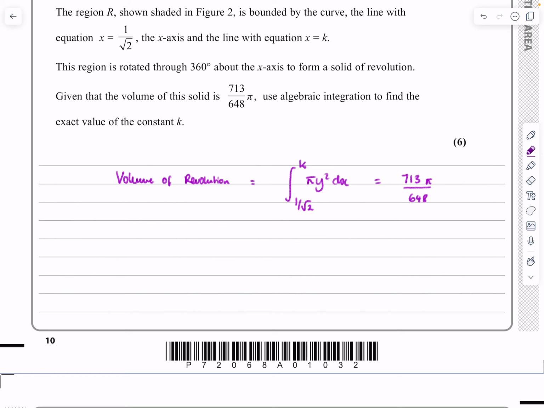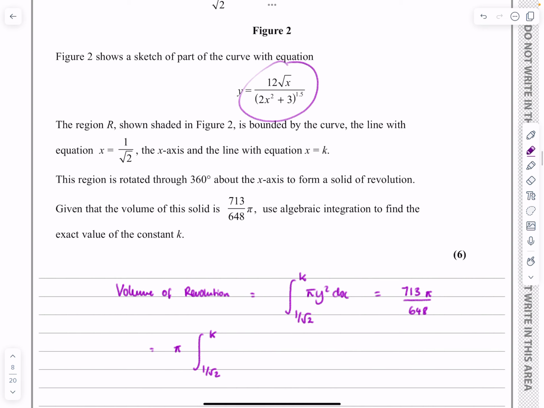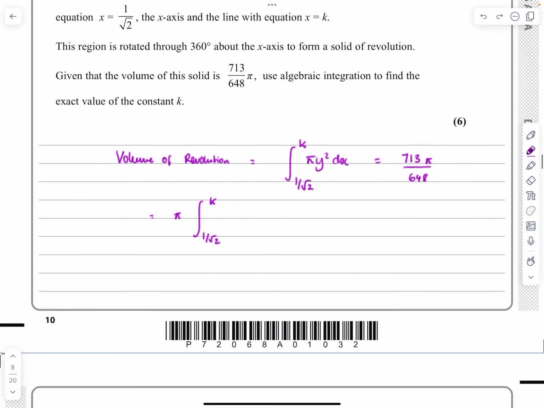So if I was doing this, I would say equals, I take pi out, in a minute I'm going to cancel the pi's, k to 1 over root 2, y squared then is this thing squared. So let's not go too quickly. That's 12 root x all over 2x squared plus 3 to the 1.5. Well, I'm going to call that 3 over 2. So it's that squared dx is going to be equal to 713 pi over 648.